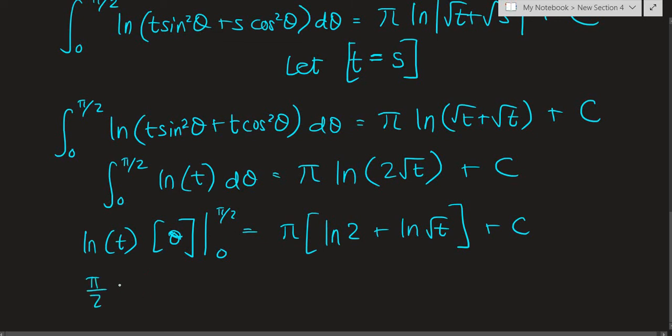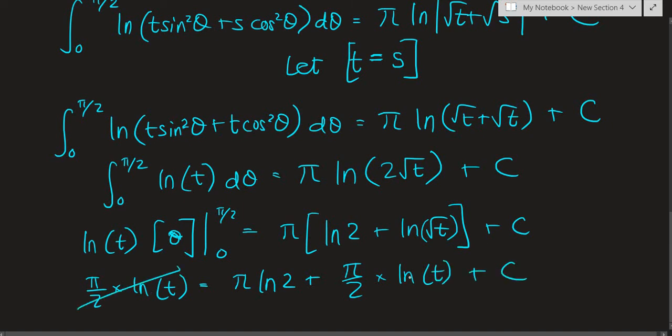So pi over 2 times the natural log of t is equal to pi times the natural log of 2 plus natural log of square root of t. Square root is raised to power half. We can bring the power down using properties of natural logs, or logs in general actually. So we have half of natural log of t, half with the pi is pi over 2 times the natural log of t plus c.